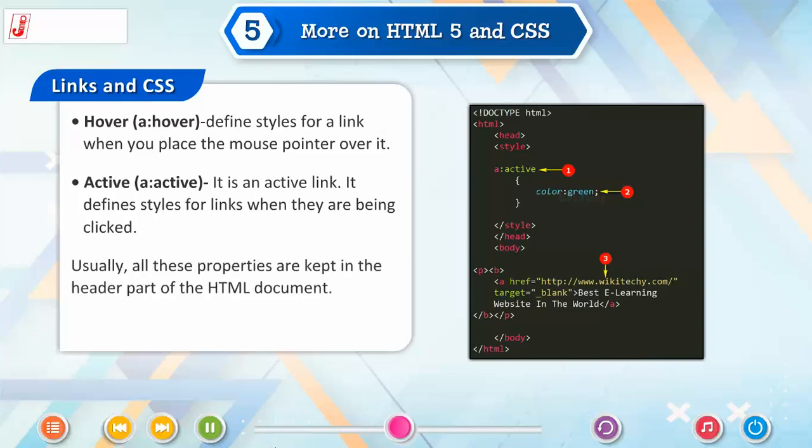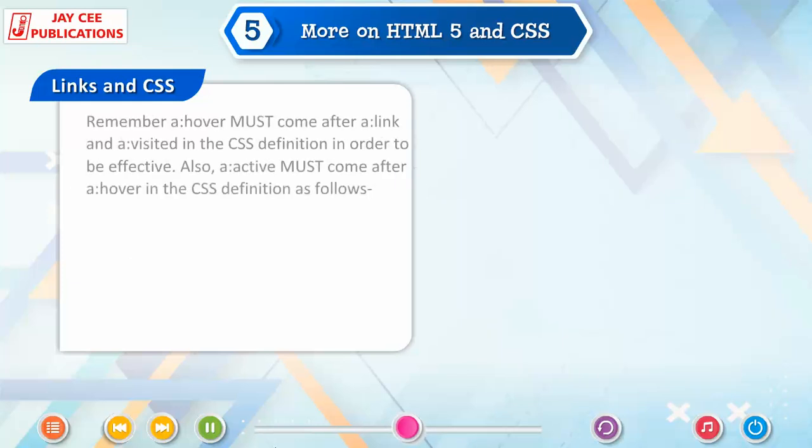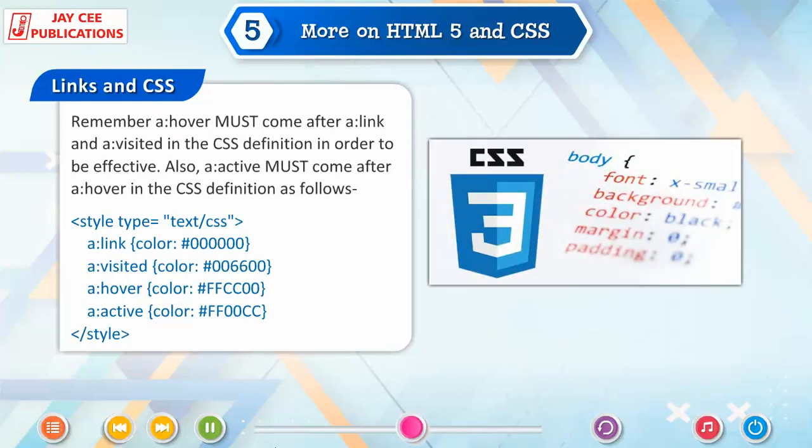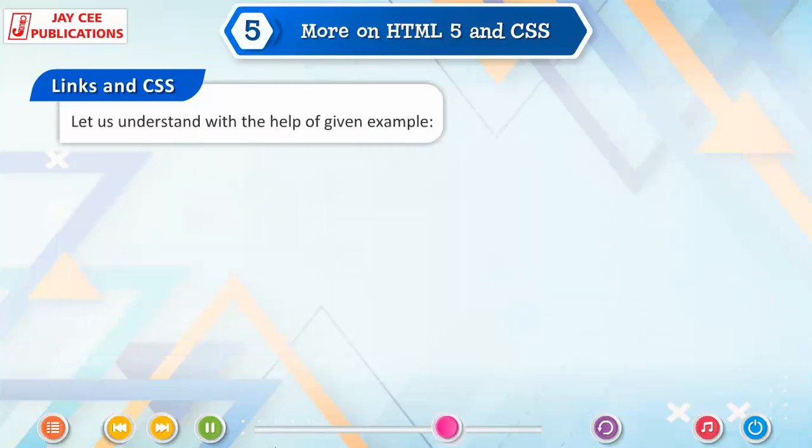Usually, all these properties are kept in the header part of the HTML document. Remember, a:hover must come after a:link and a:visited in the CSS definition in order to be effective. Also, a:active must come after a:hover in the CSS definition as follows. Let us understand with the help of given example.